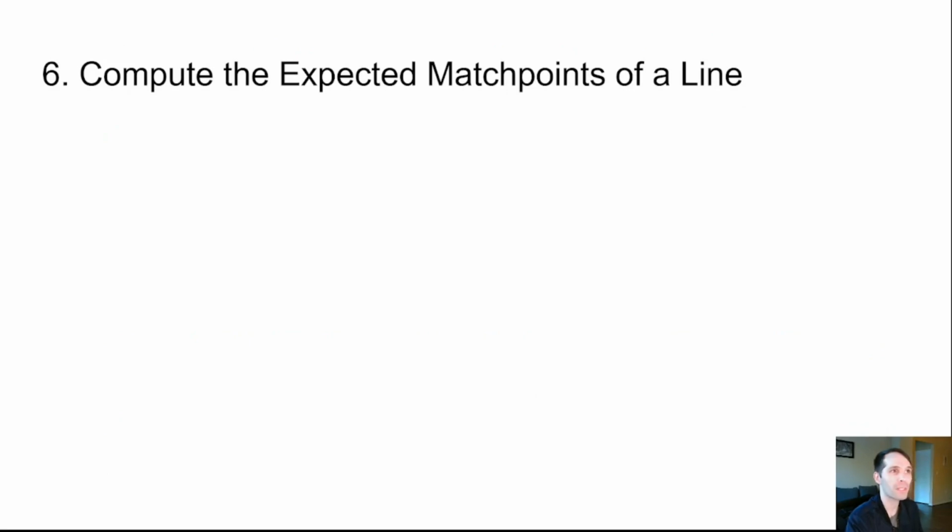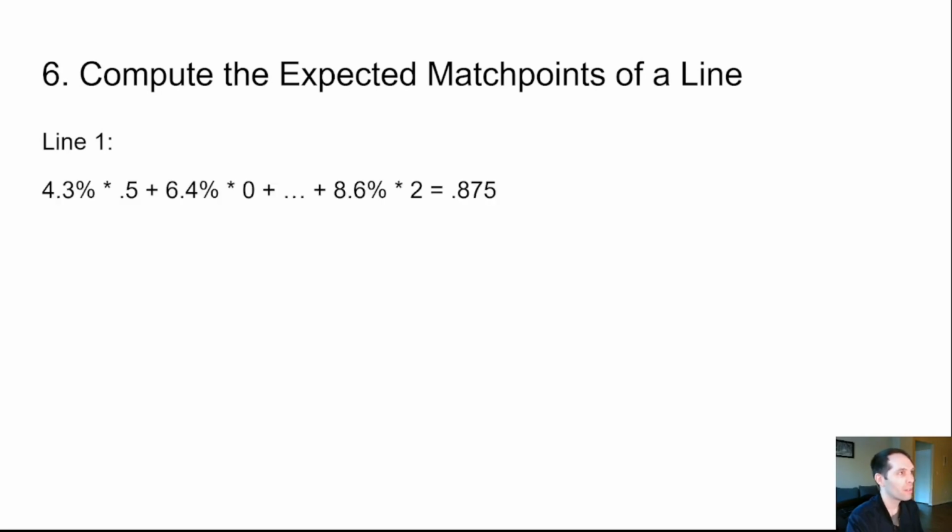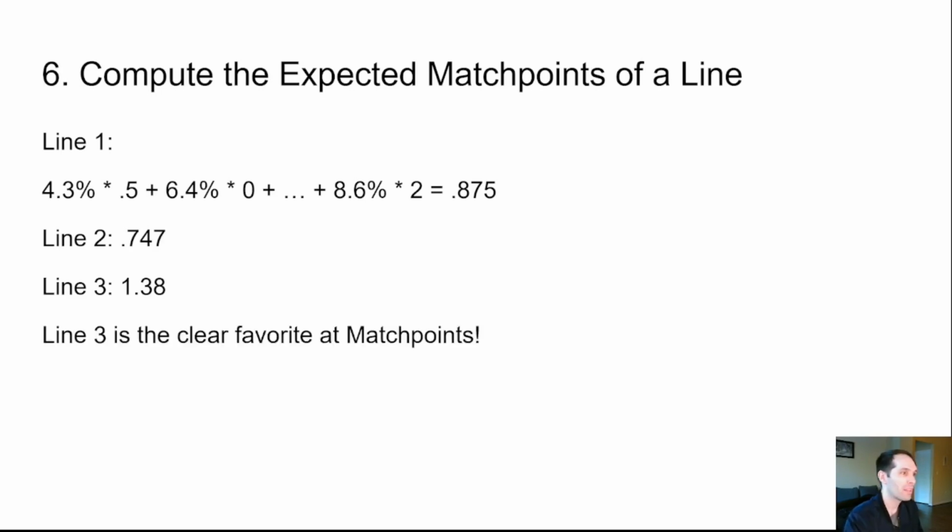Finally, we want to compute the expected match points of each line of play. Line 1, we take the percentage chance of the first layout, normalized, times the number of match points, plus the percentage chance of the second layout, normalized, times the second match points, and so on for all 16 layouts, and we get 0.875. We do the same thing for lines 2 and 3. Line 2, we get 0.747. And line 3 gives us a whopping 1.38, which means line 3 is by far the clear favorite at match points.